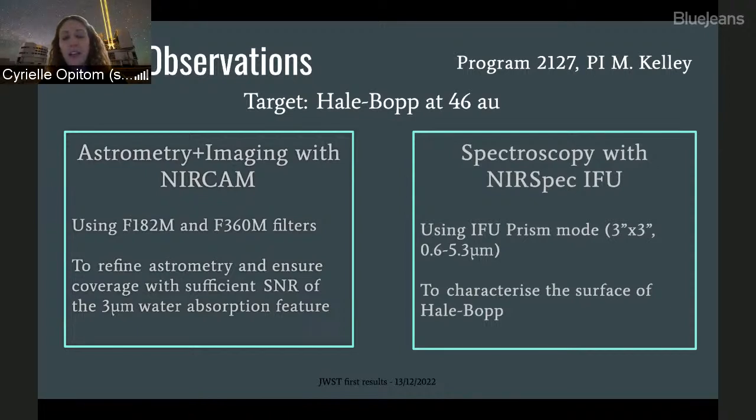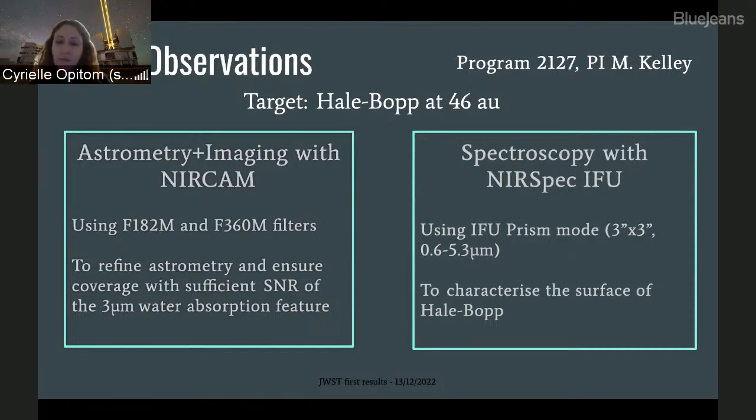But the goal of the NIRCam program was also to make sure that we were covering the water band absorption feature at 3 micron that Mike has showed in the previous talk with sufficient signal-to-noise ratio, just in case the comet was fainter than expected or the sensitivity was lower than expected and we couldn't reach the expected signal-to-noise ratio with the NIRSpec IFU. So it was to add some sort of redundancy in our program and making sure we were covering this very important band.